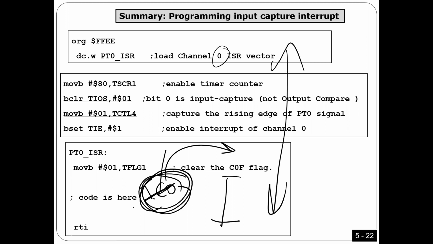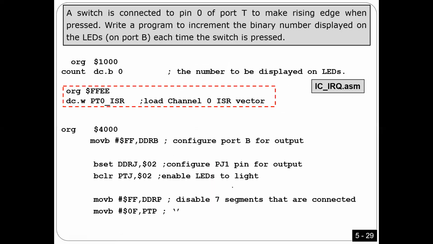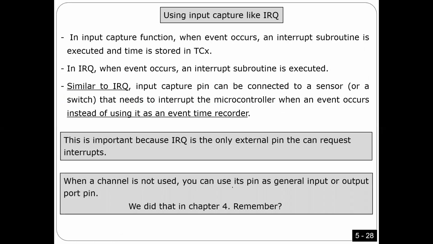Everything is exactly the same. The only difference is I don't care about TC0, so I'm not going to use it because I'm not measuring time. All I need is, every time there is a rising edge, I need an interrupt. That's why it's very easy, very simple, right? So now I'm explaining this program here. This is the first thing I'm explaining: how can you use input capture like IRQ, right?